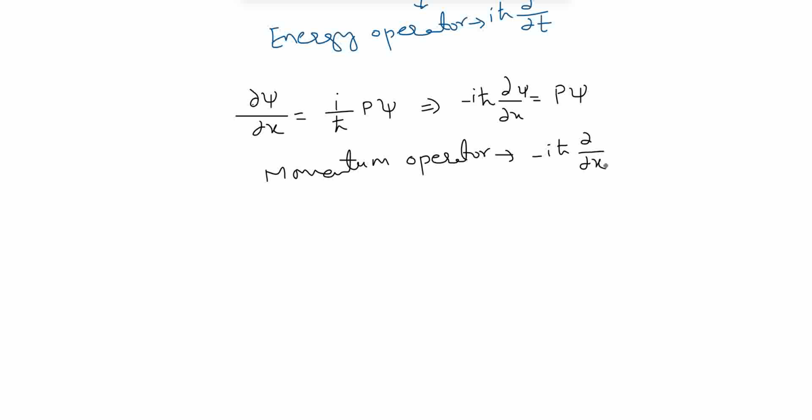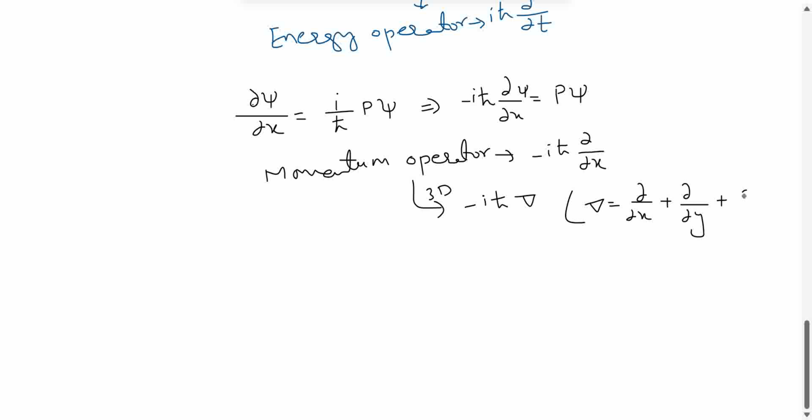So it is also easy to find the kinetic energy operator and so forth. Now we have seen that only for the one dimensional case, but we can extrapolate the same to three dimensions. So in case of three dimensions, what will be the momentum operator? That will be minus i h cross del, where del is equal to dou by dou x plus dou by dou y plus dou by dou z. So that is the three dimensions case.